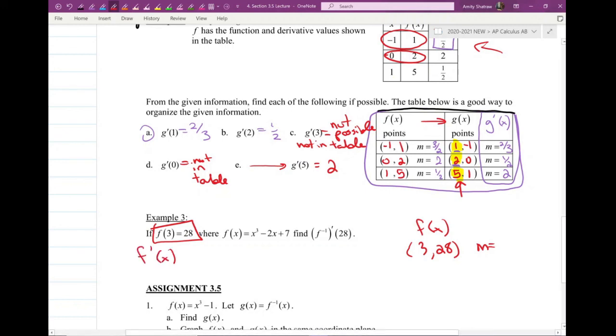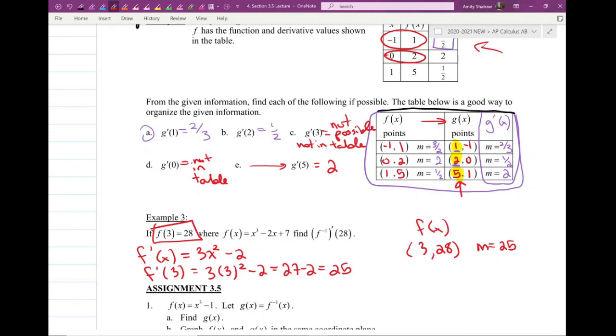F prime of x would equal the derivative of x cubed minus 2x plus 7. See, x cubed, I get a 3x squared. Negative 2x, I get a negative 2. The derivative of a constant is 0, so I'm not going to write that down. And I can evaluate this derivative at my point 3, and I'll have 3 times 3 squared minus 2. 3 squared is 9 times 3 is 27. 27 minus 2 ends up being a 25. So the slope is 25. Yay. The slope at the point where x is equal to 3 of the original function is 25.